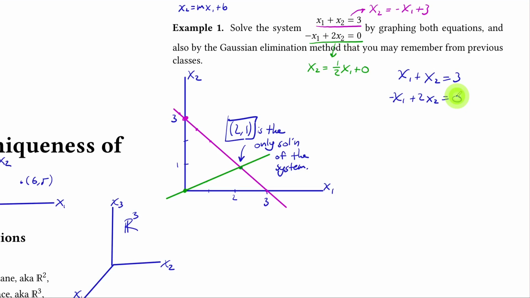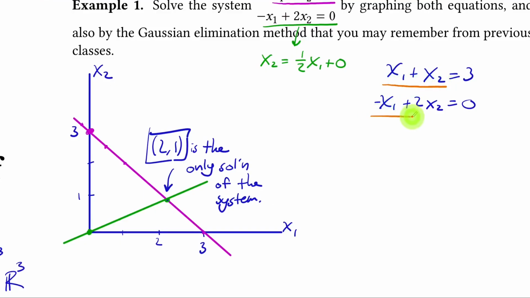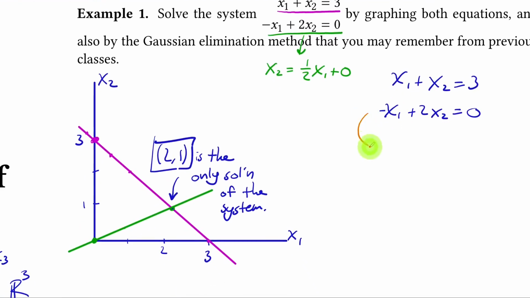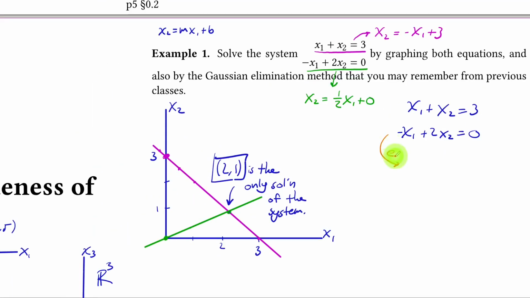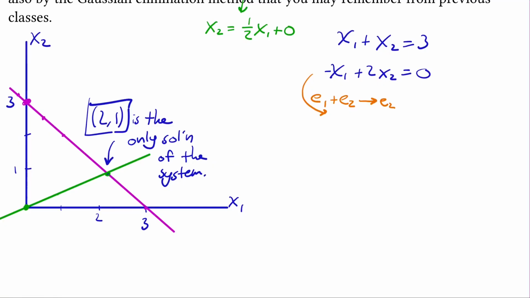One way to do that is if you were to take x1 plus x2 and add that to negative x1 plus 2x2, that would give you an equation that does not have x1 in it, and it would just have x2, and you could see what is the value of x2. So let's do that. I'm going to start using the notation we're going to use a lot in this class. I'm going to say we're going to take equation 1 plus equation 2. We'll see how to add them together and replace equation 2 with that result.